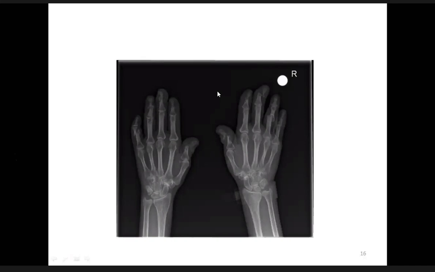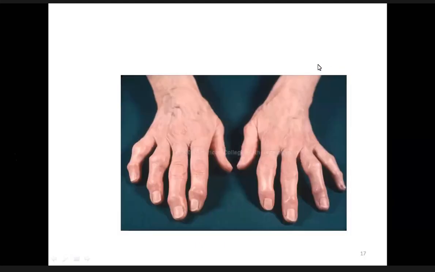So what is the most likely diagnosis in this patient? Psoriatic arthritis, right? Distal interphalangeal joint involvement and pencil-in-cup appearance. Okay.